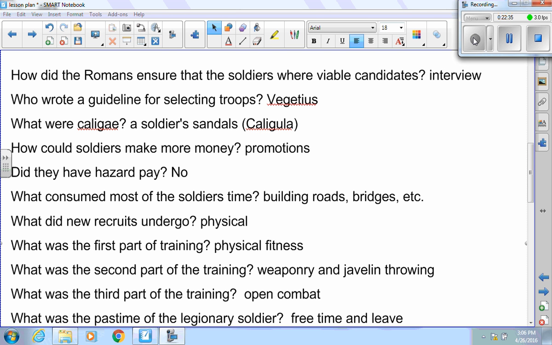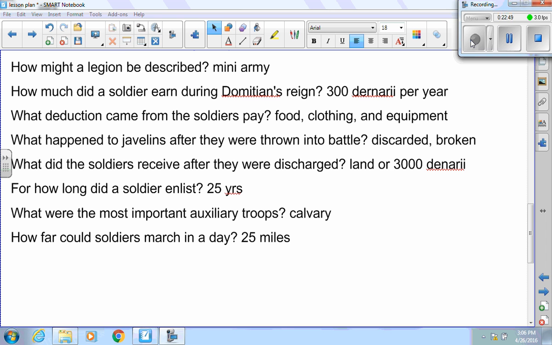We're out in the middle of the woods and we're fighting and beating each other up in open combat. What was the favorite pastime of the legionary soldier? They wanted to get free time and they wanted to leave. Duh. How might one describe a Roman legion? It was like a mini army within itself.